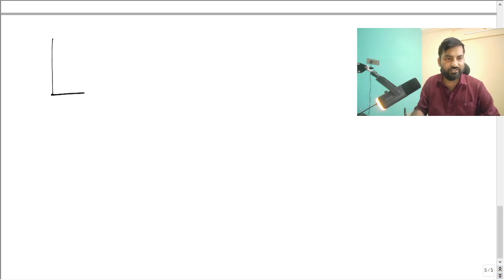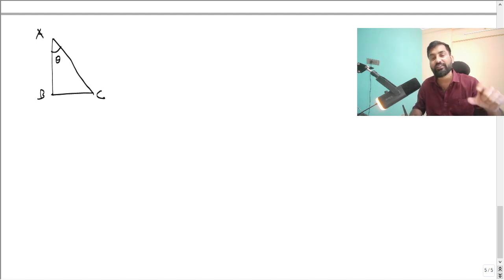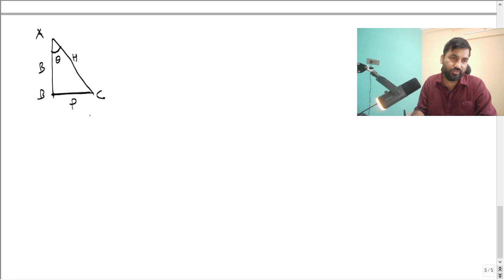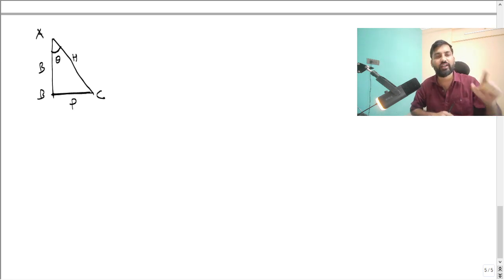Let me tell you, let's say that this is a right angle triangle ABC, and this is theta. Which one can you say is the perpendicular side? In front of this theta is going to be your perpendicular side. This is going to be the base and this will be the hypotenuse. So HBP stands for H, hypotenuse, B, base, and P, perpendicular.